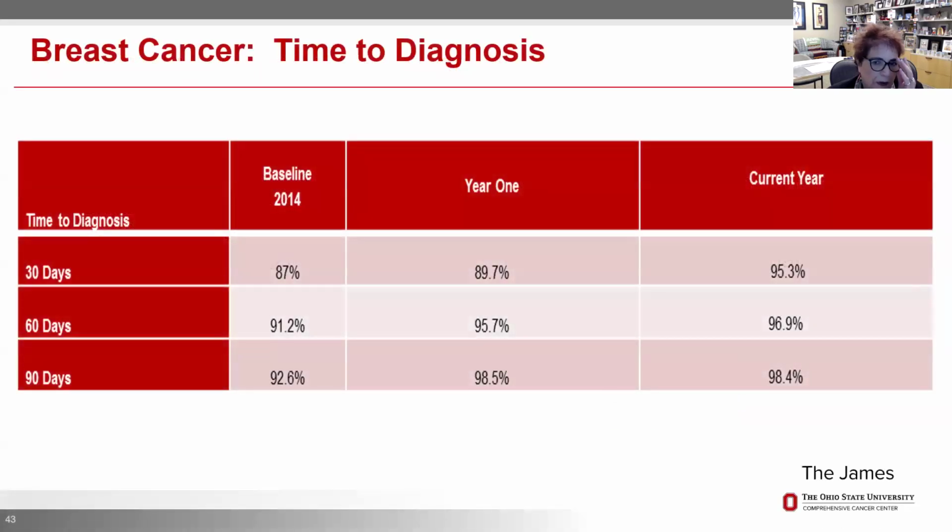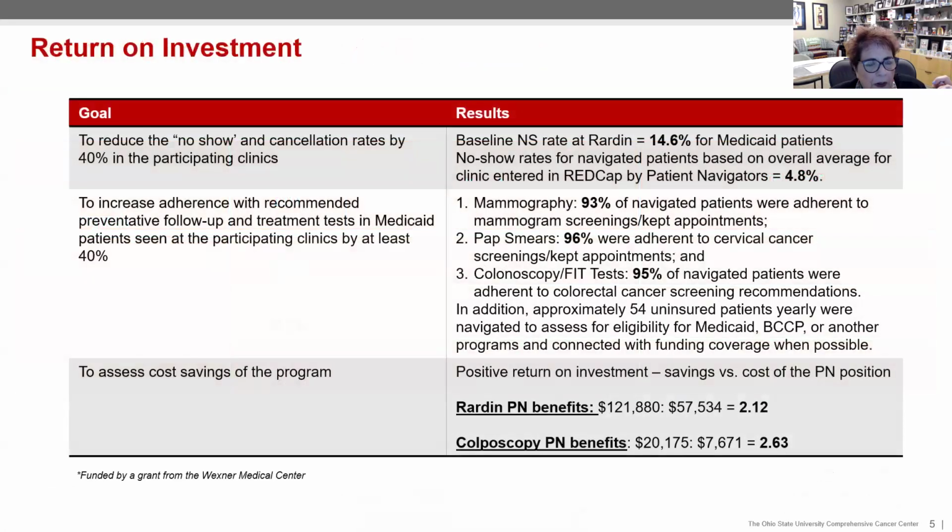This is just some data showing you how we improved the time from abnormal finding to diagnosis. We really increased it up to 95% within 30 days. And then just to show a little bit about our return on investment, I mentioned that we are focusing on reducing no-show and cancellation rates. Well, the baseline was 14%. We got it down to 5%. So from 14 to 5, really down to a third.